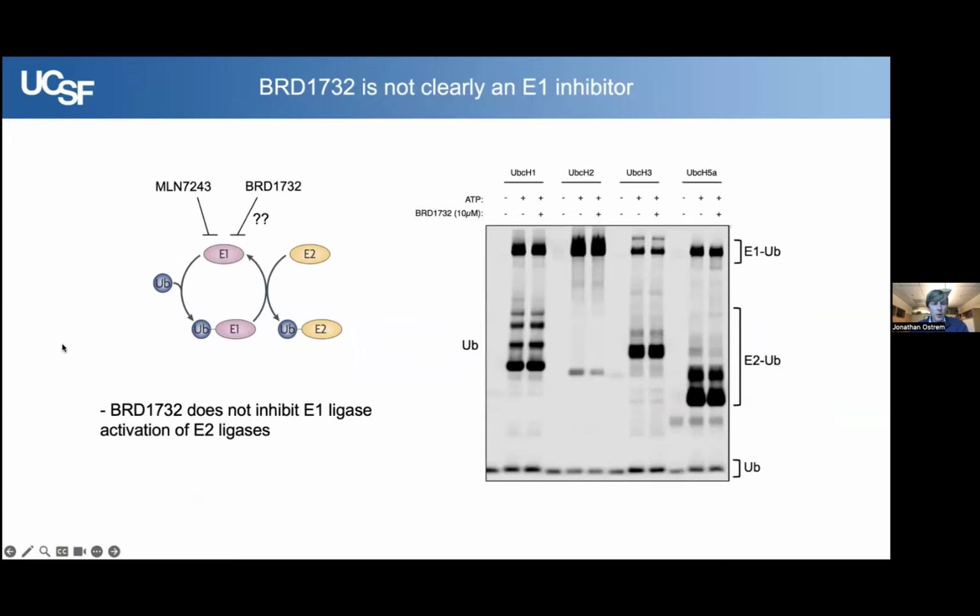Initially, we started with just a biochemical assay, purified E1 and E2 enzymes with ubiquitin and our compound. And what you can see in this assay, where we're monitoring for ubiquitination of the E2, we see efficient ubiquitination of the E2 in the presence of 1732. So it's definitely not acting in the same way as MLN 7243.